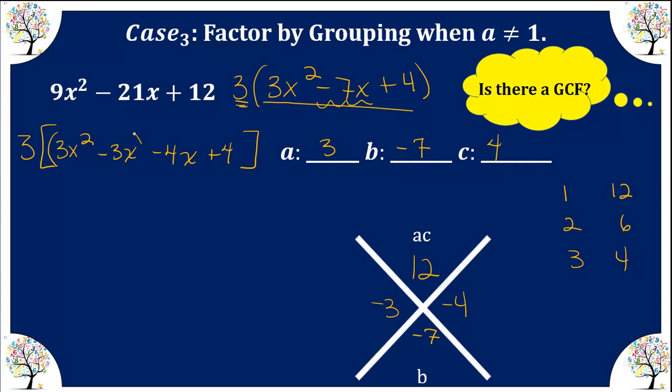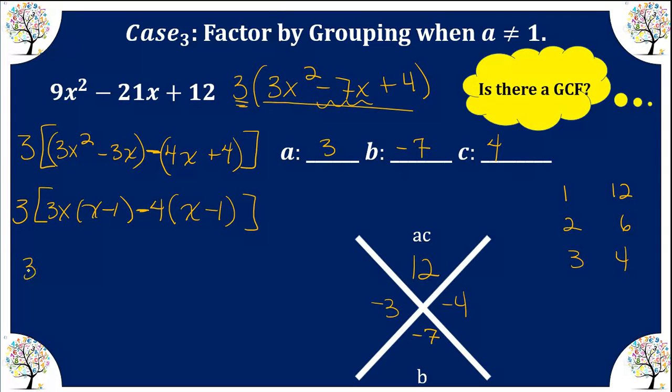Group the first two terms and the last two terms. Bring down your GCF of 3. Factor out the GCF here, which is going to be 3x. I have a subtraction here. Don't lose your operation. I'm going to factor out a 4, so this is really a negative 4. Negative 4x divided by negative 4 is positive x. 4 divided by negative 4 is negative 1.